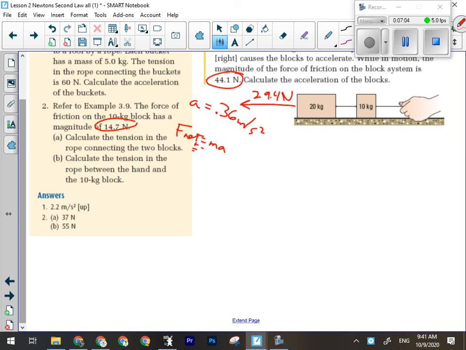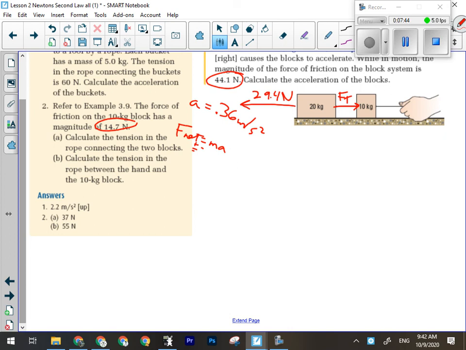What's the other force acting on that box? What's pulling that box forward? The 55? Actually, the 55 is only acting on the 10 kilogram box, right? The 20 is not attached to the hand directly. But the force that is here is the one they want me to find. From the 10 kilogram box's perspective, that was a backwards force. But that force is pulling forwards on the 20 kilogram box. Those are the only two forces acting on that box.